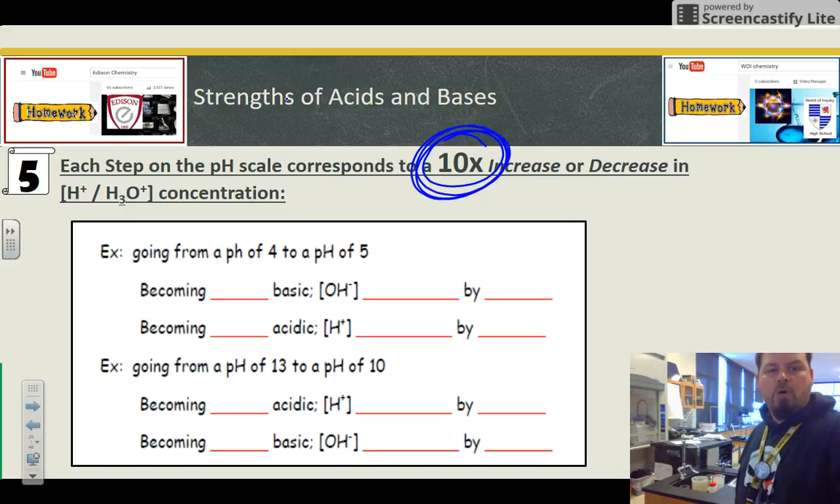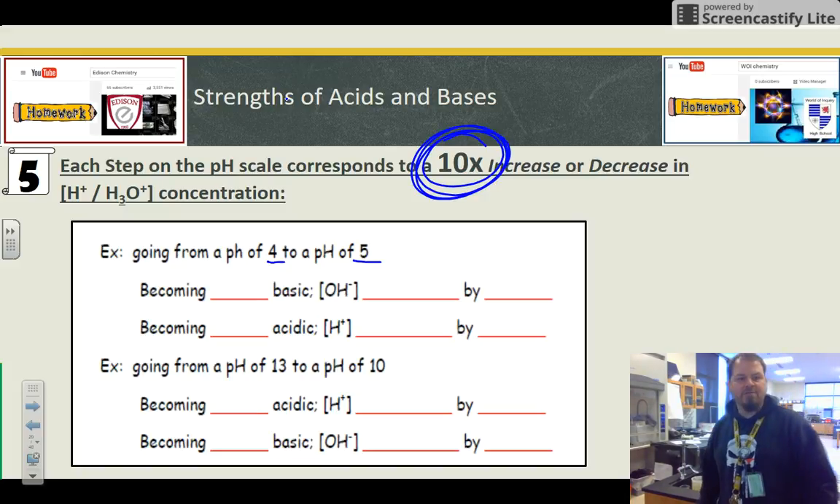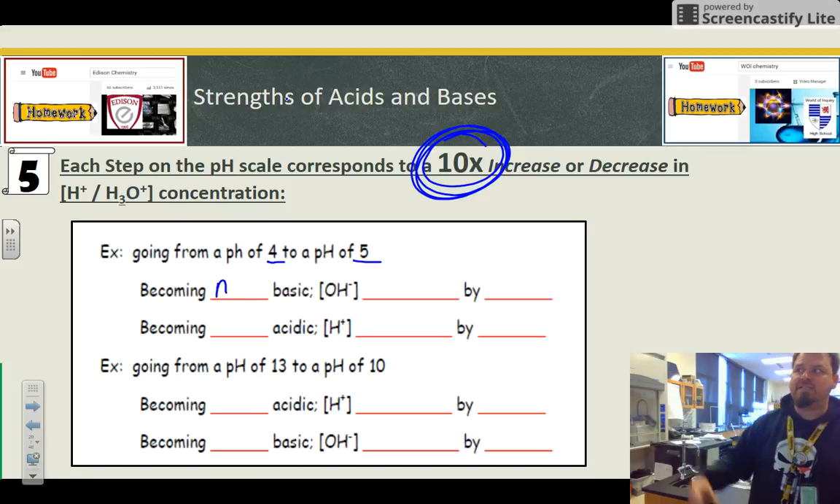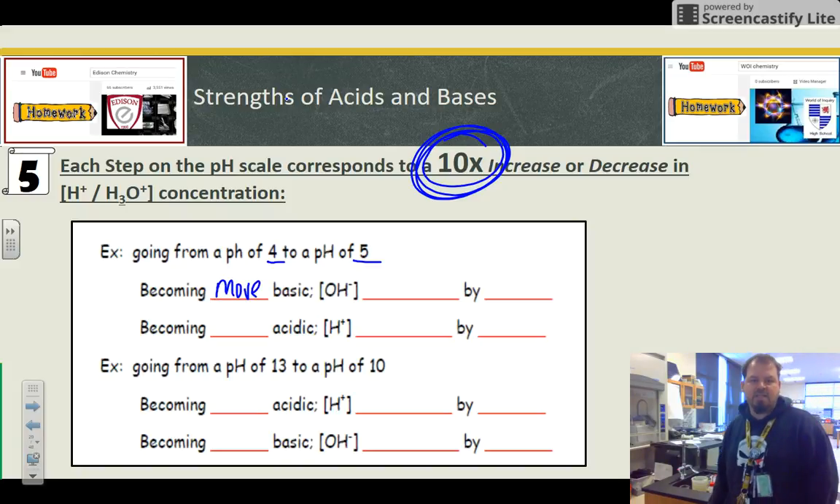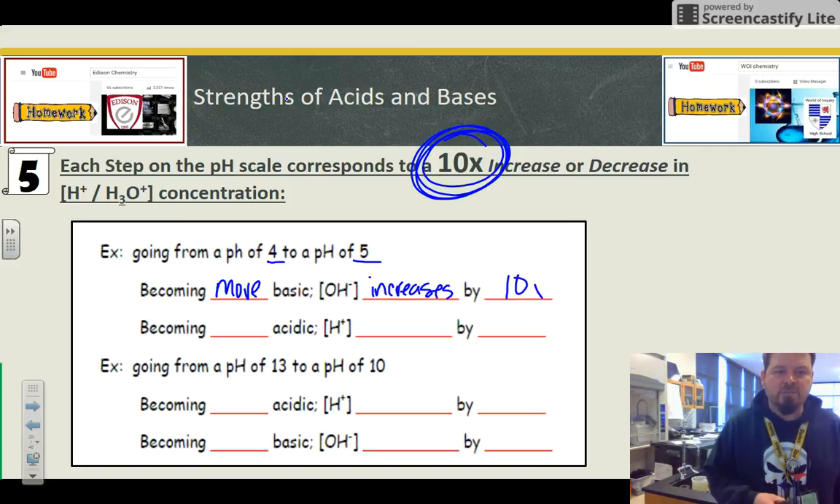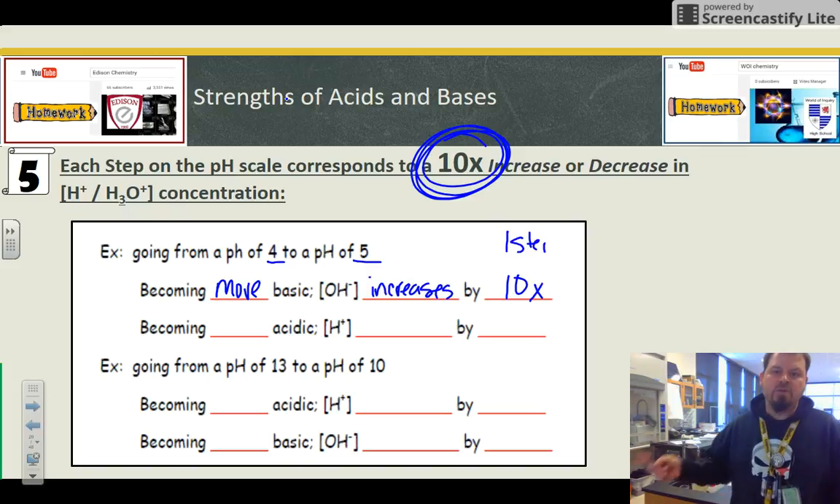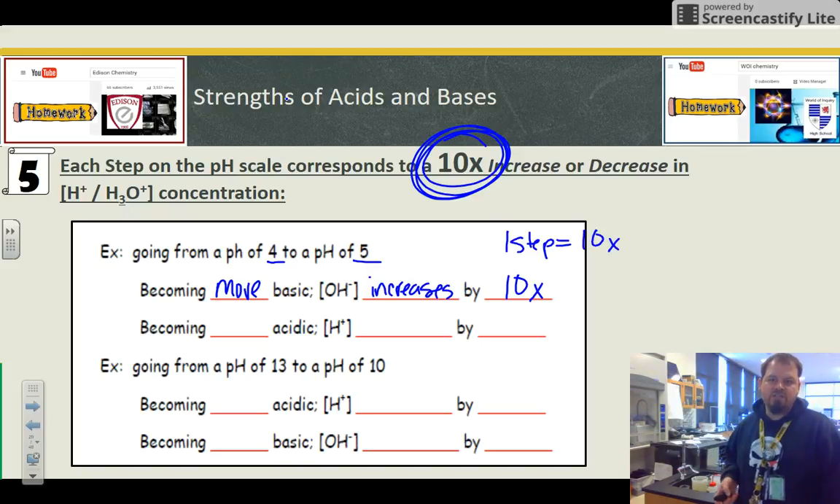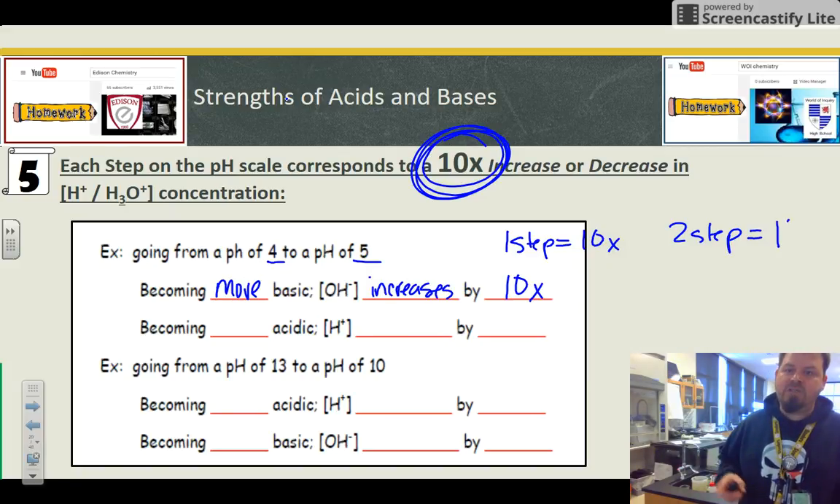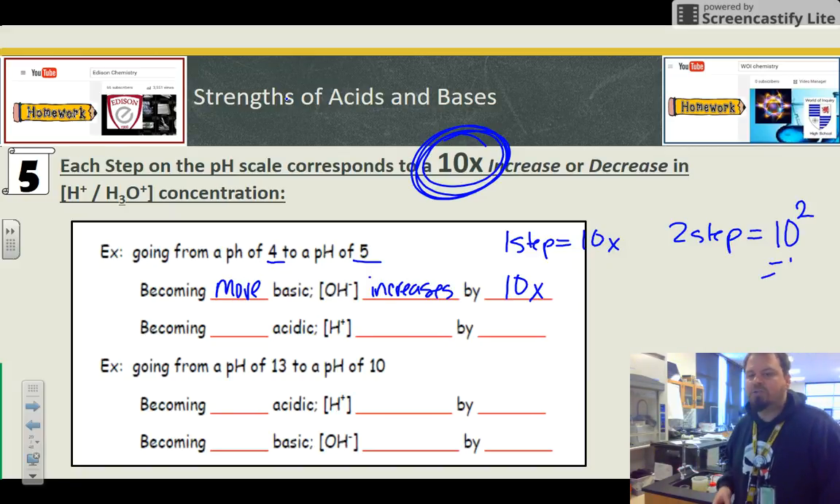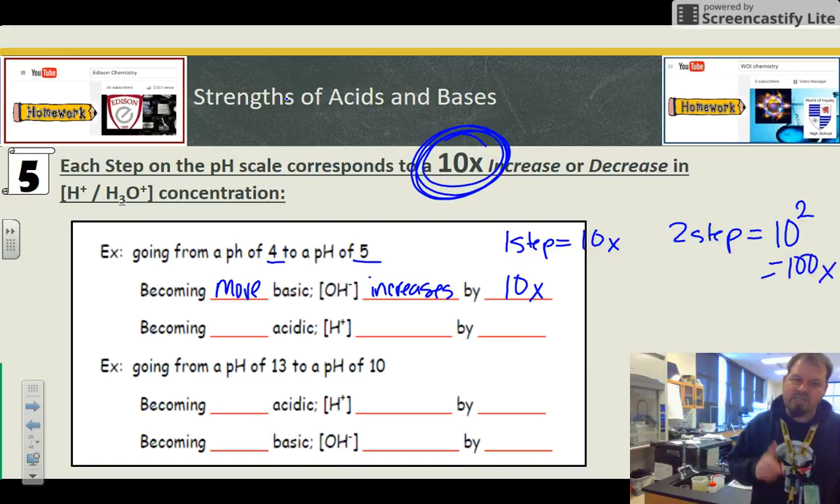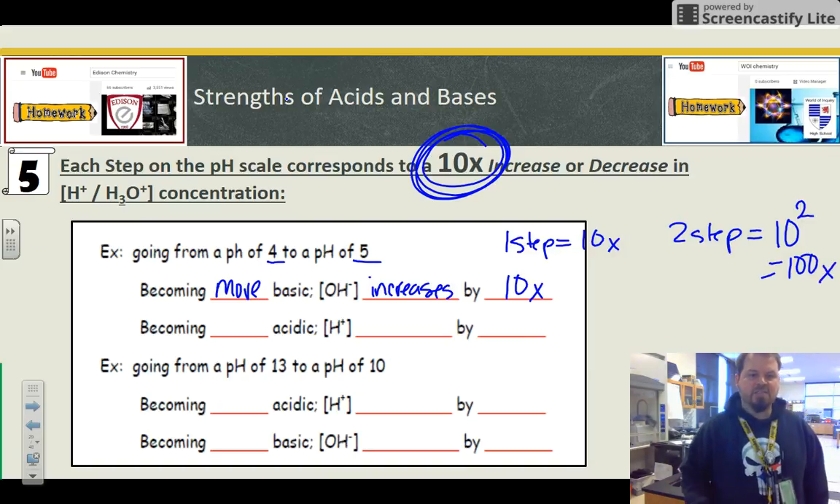If I'm going from a pH of 4 to a pH of 5, I'm becoming more basic, so I'm increasing my basicity. My OH concentration is increasing by a factor of 10, because in between 4 and 5 is 1 step, and 1 step is times 10. Two steps is not 20. It's 10 times 10, which is 100. That's another key.